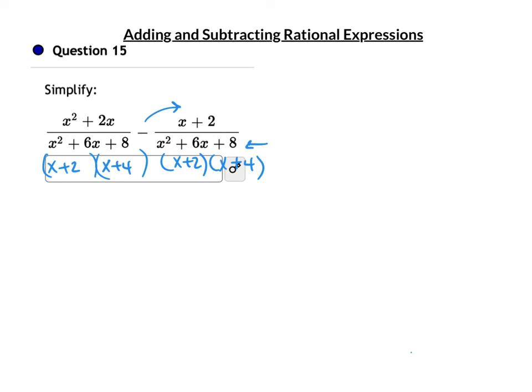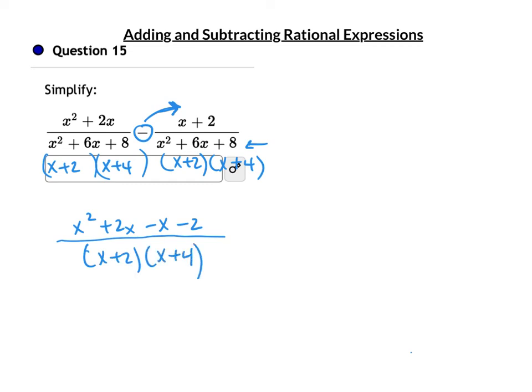Now let's combine those numerators. We have x squared plus 2x. Watch out for the minus. It has to be distributed. Negative x, negative 2 over x plus 2 times x plus 4. Simplify that numerator. It is x squared plus x minus 2 over x plus 2 times x plus 4.